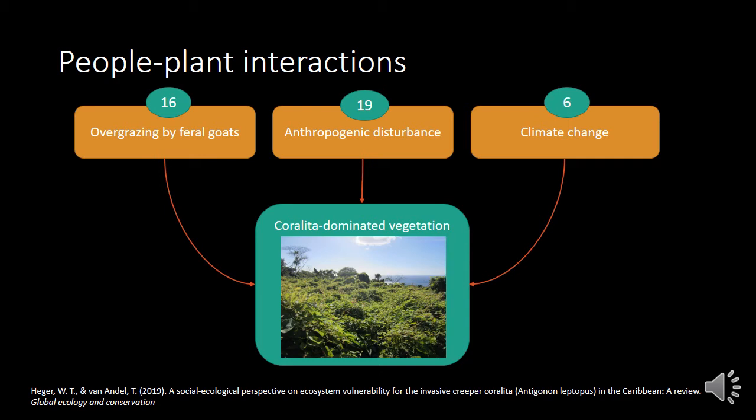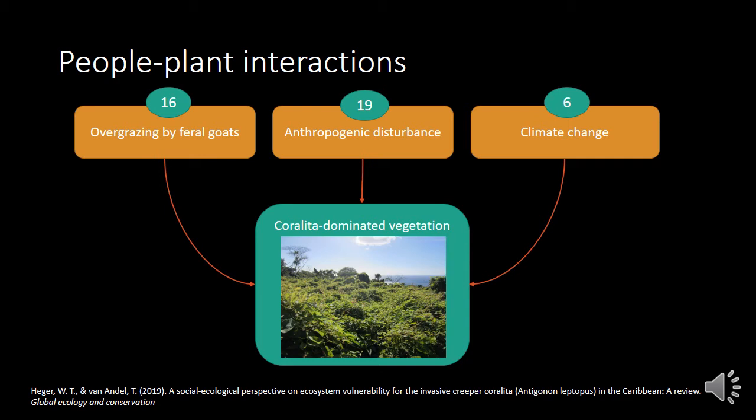Anthropogenic disturbance was also mentioned by 19 different papers as one of the causes. And what anthropogenic disturbance really means, it's a fancy word for people messing up the environment in some places. So, for example, there were lots of building projects that were halfway finished and left there, with bare soil. There were agricultural fields that were left without any cover, which were easy prey, of course, for a plant like this, and they could quickly overgrow all this open bare soil.